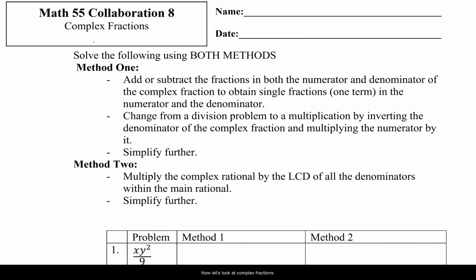Now let's look at complex fractions. There's one correction I need you to help me make. We are not solving, we are simplifying. So let's make that change. Simplify the following using both methods.